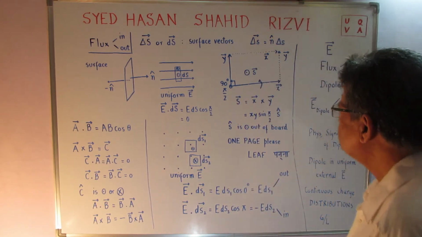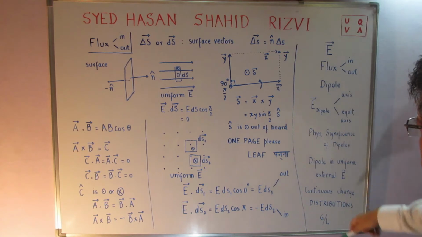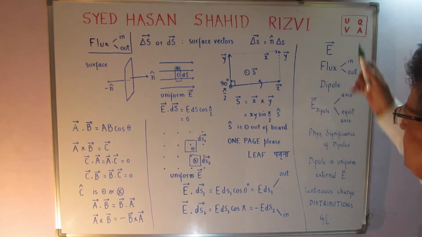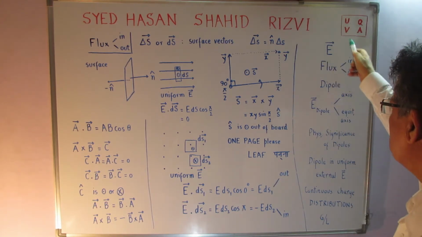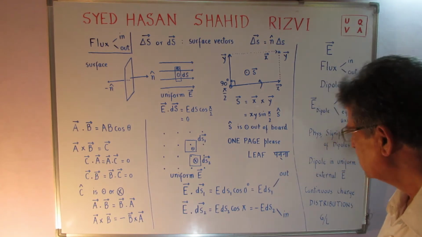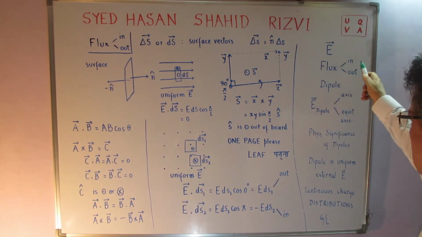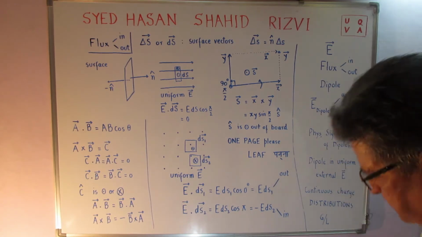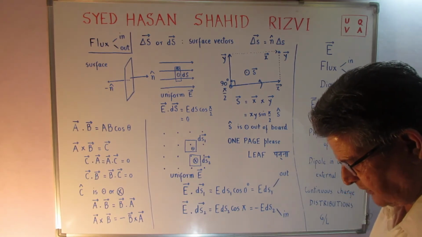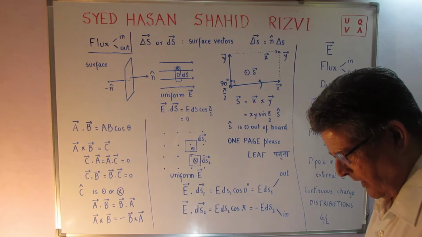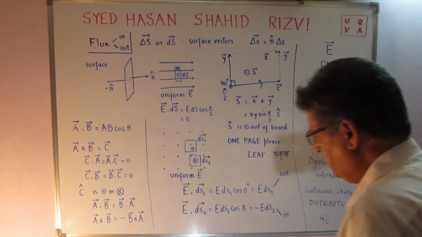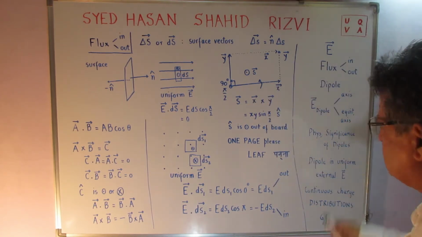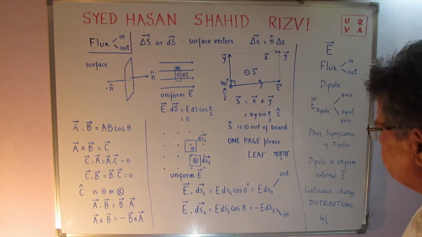Now today I've just listed how I'll go. There is no need to tell you about the electric field. I have talked to you about flux in and flux out. We'll talk about the dipole, and we'll calculate the electric field due to a dipole on the axis of the dipole, and on its equatorial axis.